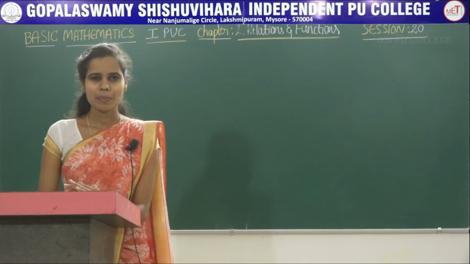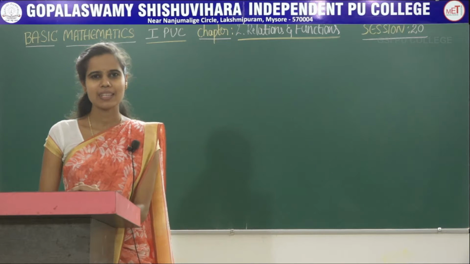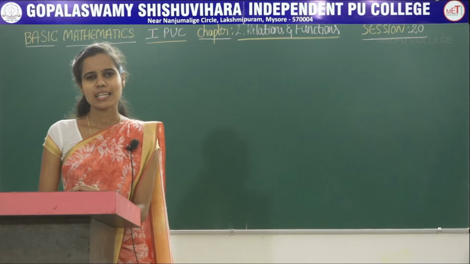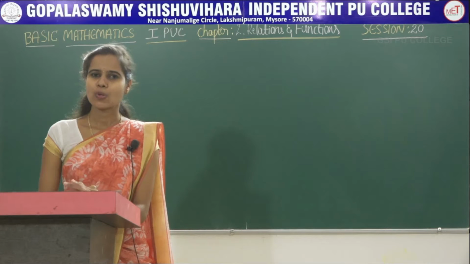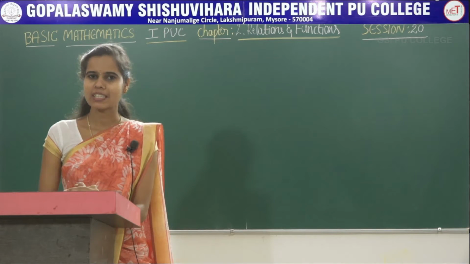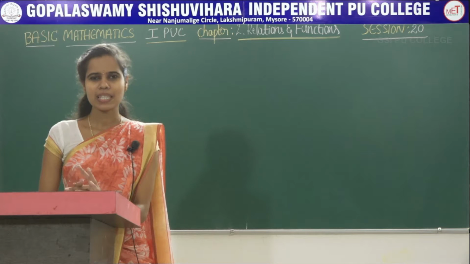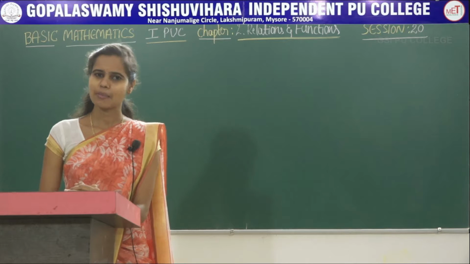Domain means the set of all first elements of the ordered pairs in a given relation. Range means the set of all second elements of the ordered pairs. Codomain means the second set: if we define a relation from A to B, the second set B is called the codomain of the given relation. In this class we are going to discuss some problems.